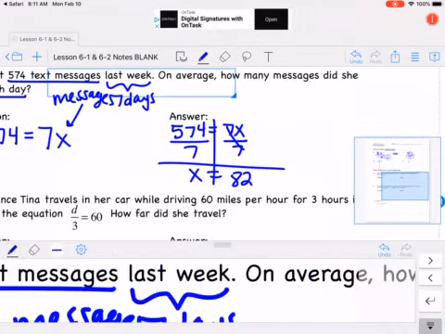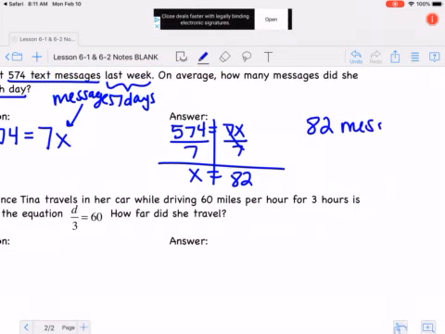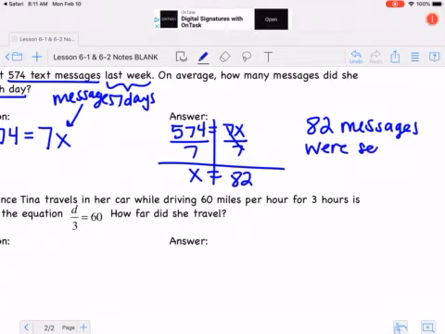So you would say 82 messages were sent each day.